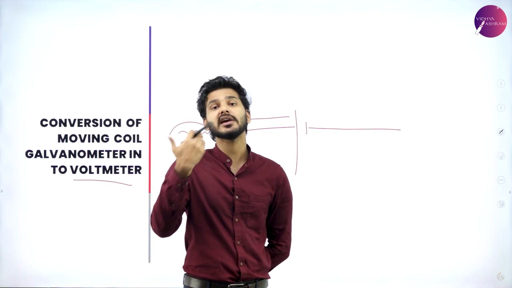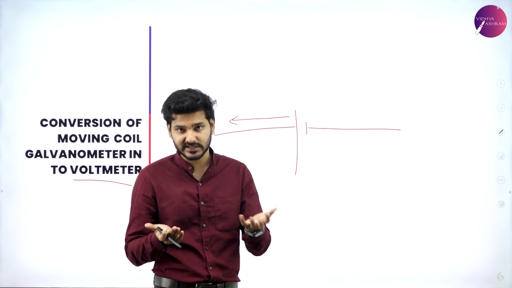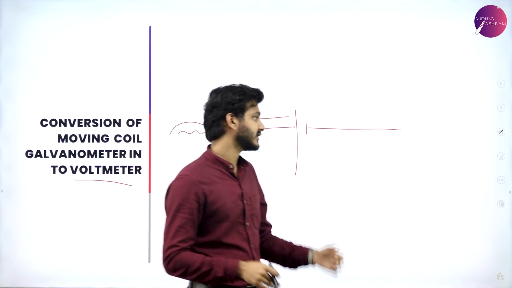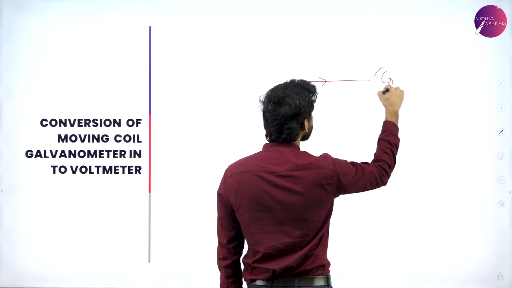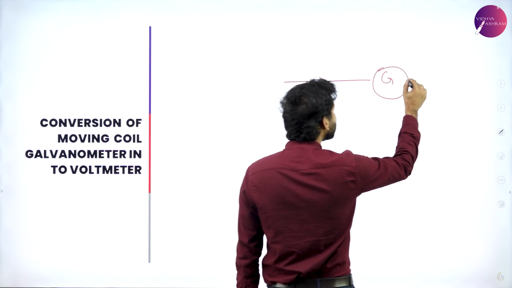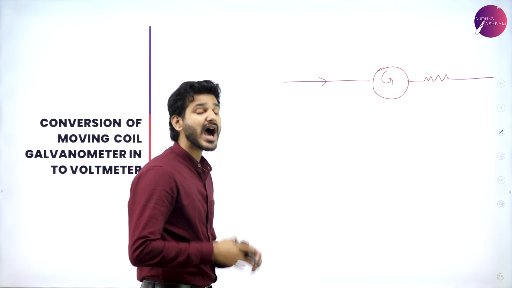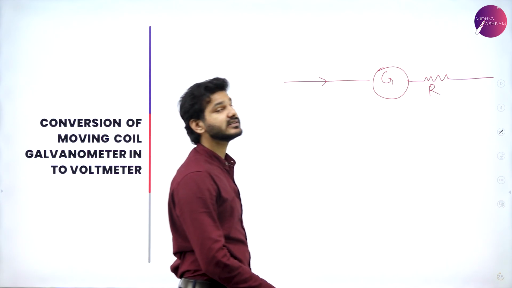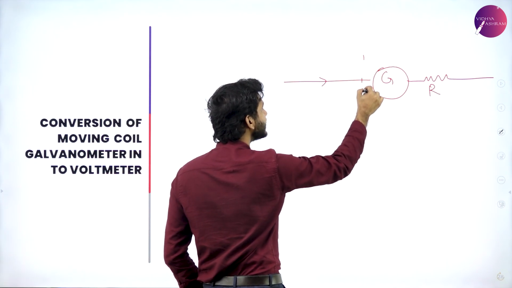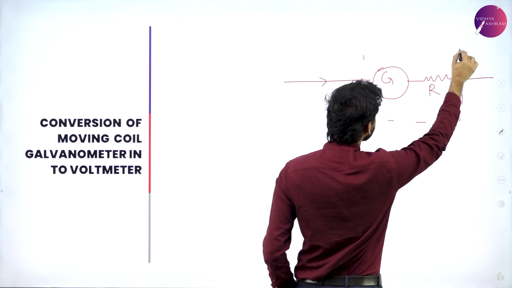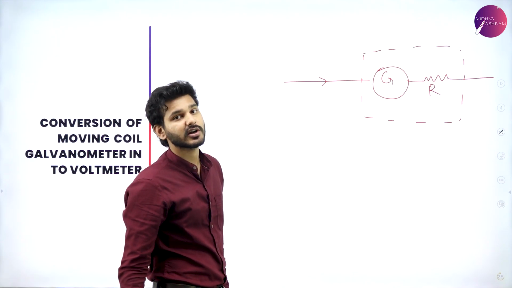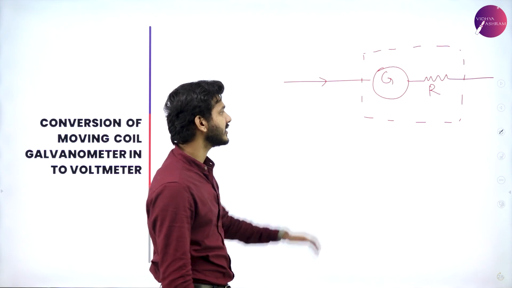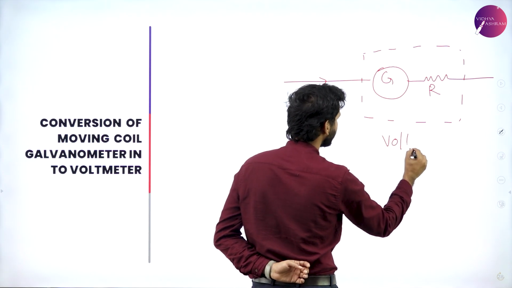So in order to have a higher voltage drop, that is, to make it more voltage sensitive and convert it to a voltmeter, we have to introduce a high amount of resistance. If this is the circuit and this is the galvanometer connected, then in series with it we have to connect a high amount of resistance. If this resistance is high, then we can convert this whole equipment into a voltmeter, which will detect the voltage across those two terminals. Now this is converted into a voltmeter.